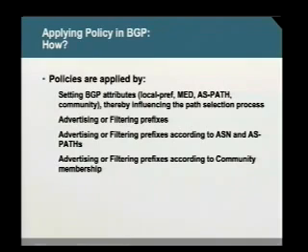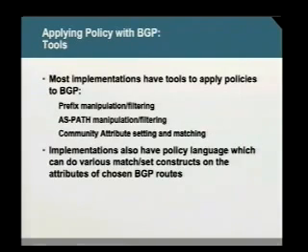Advertising or filtering prefixes is a common way of applying policy. You can advertise or filter prefixes depending on AS number or indeed the AS path. You may not want to use particular AS paths that are visible in your network. Or you can advertise or filter prefixes depending on community membership, or communities that you hear from your customers or your peers. All that type of thing is how you apply policies in BGP.